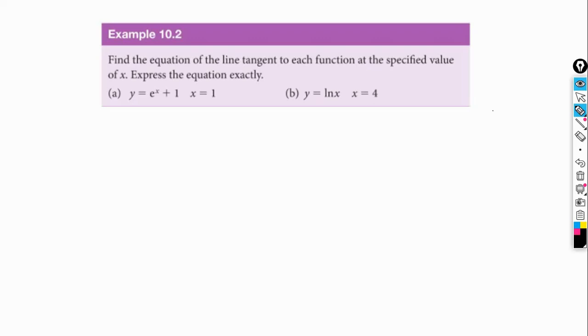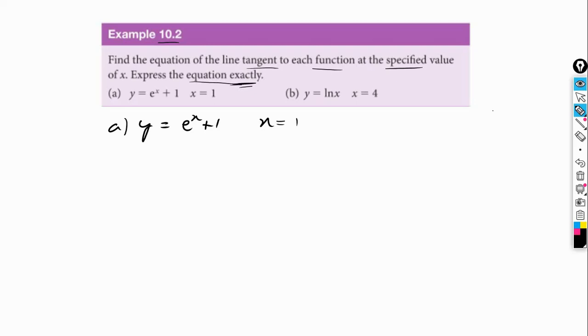So next we have example 10.2, and they say find the equation of the line tangent to each function at the specified value of x. Express the equation exactly. So whenever you see exactly, that means don't use decimals. It means use Euler's number or the square roots or the exact value, because those are irrationals, and the only way to express them in an exact manner is leaving them in that form. So letter A says y equals e to the x plus 1, and they want us to find the equation of the tangent line at x equals 1.